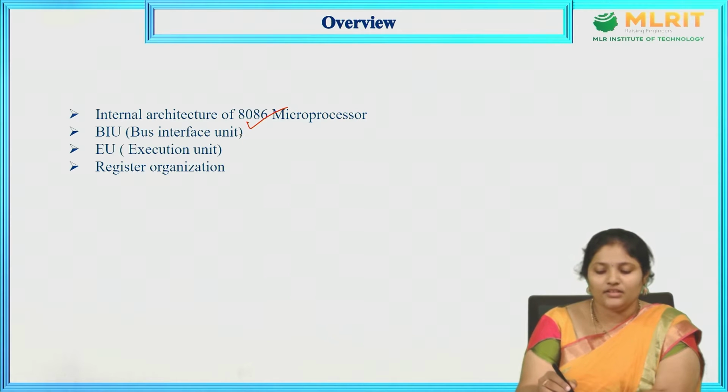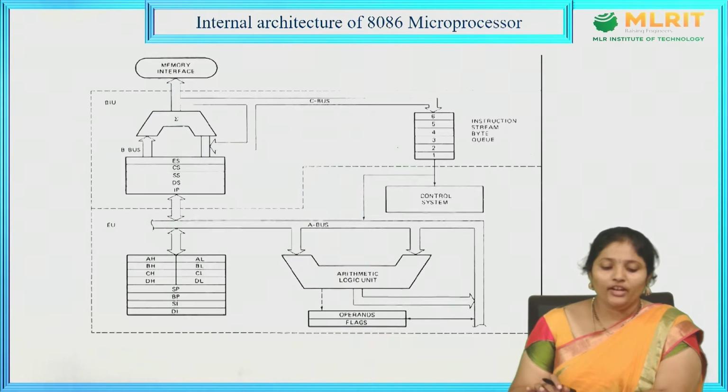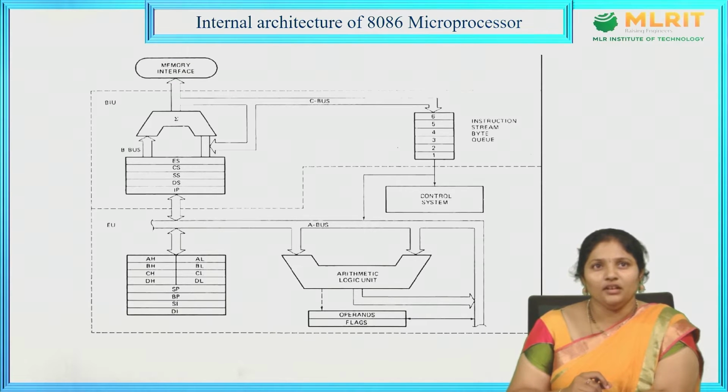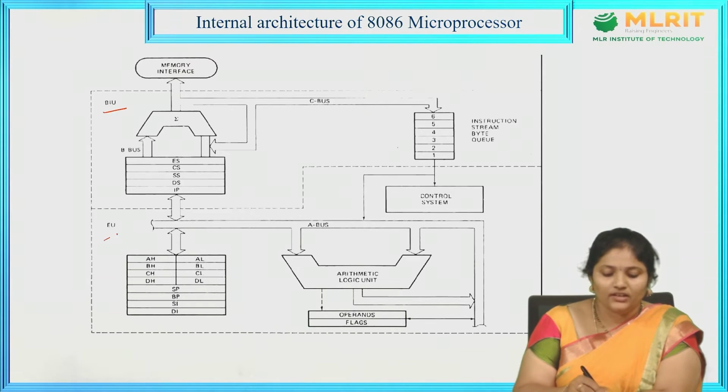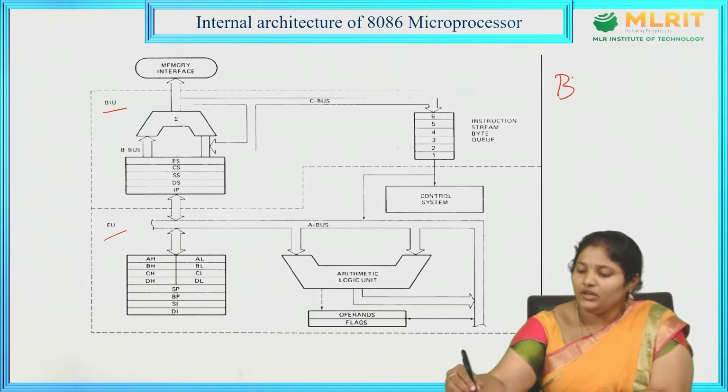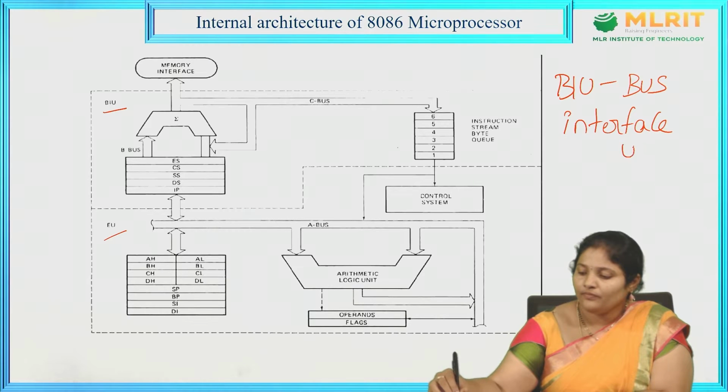In the 8086, what are the units present and how the registers are organized in this 8086 microprocessor. Going to the architecture of 8086, this is the architecture. In this architecture, it has been divided into two blocks. First one is BIU and second one is EU, where BIU is bus interface unit and EU is execution unit.